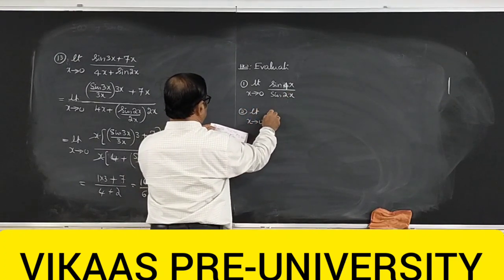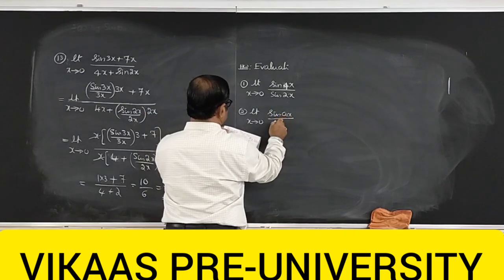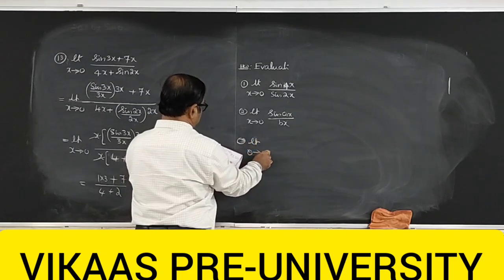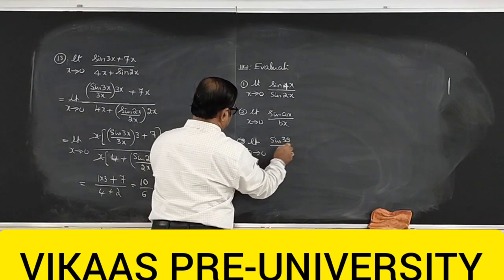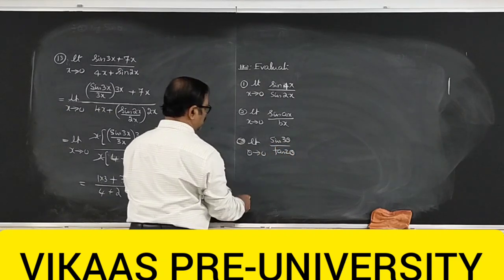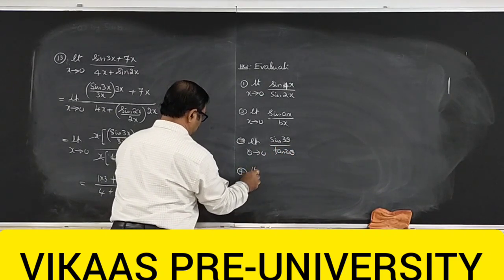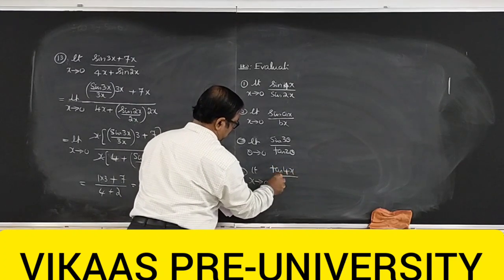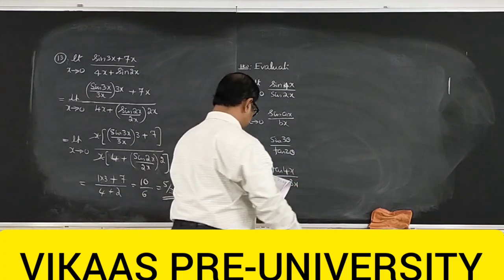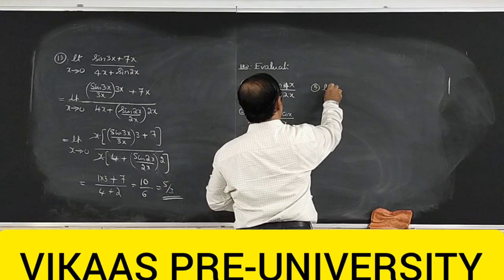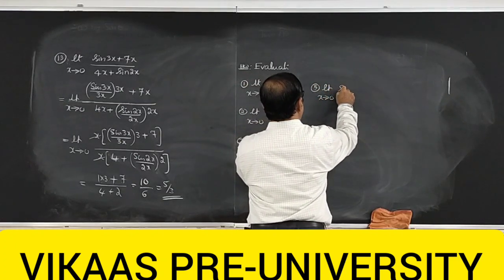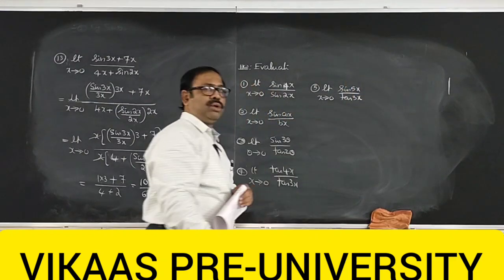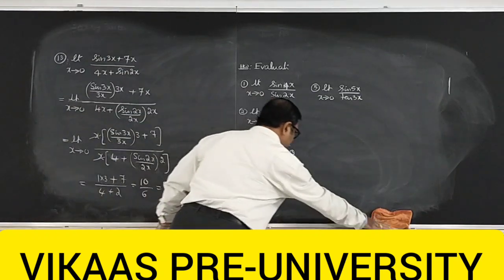Limit x tending to 0 sin ax by bx. Limit theta tending to 0 sin 3 theta by tan 2 theta. Then limit x tending to 0 tan 4x by tan 3x. Then limit x tending to 0 sin 5x by tan 3x. Okay, so complete these sums.